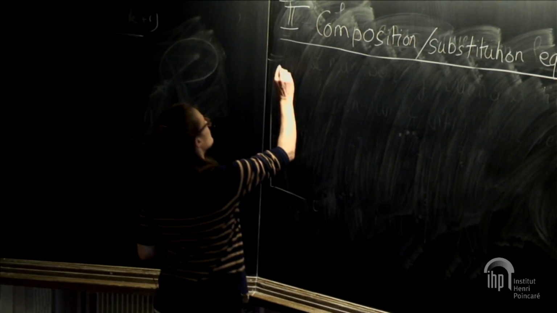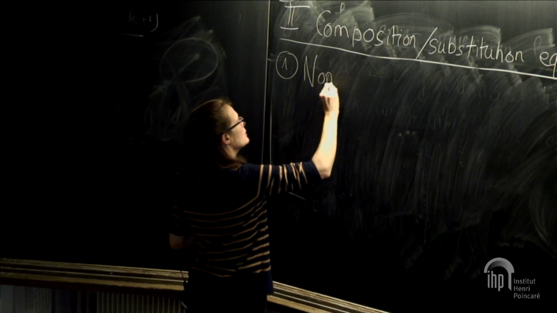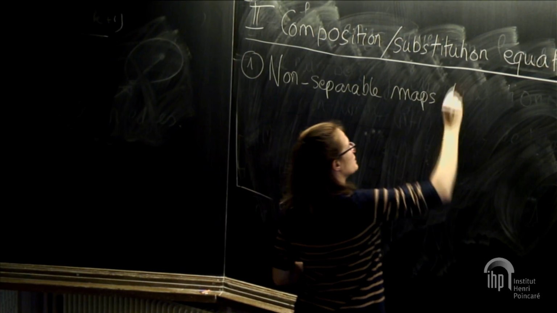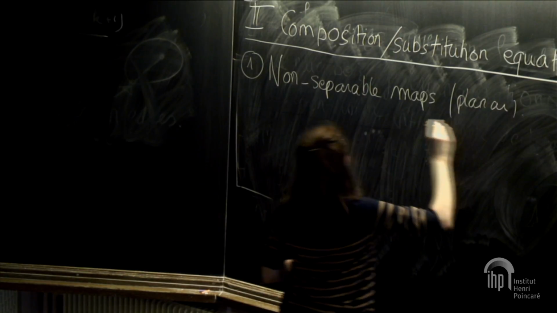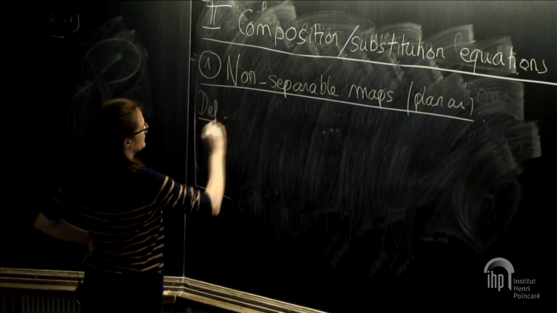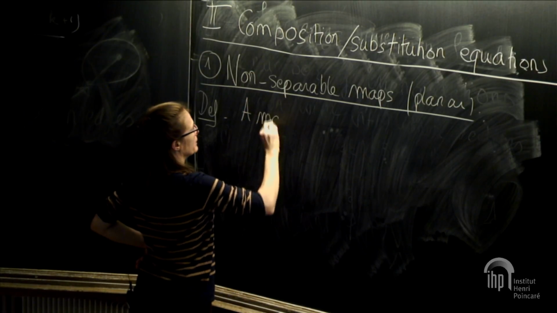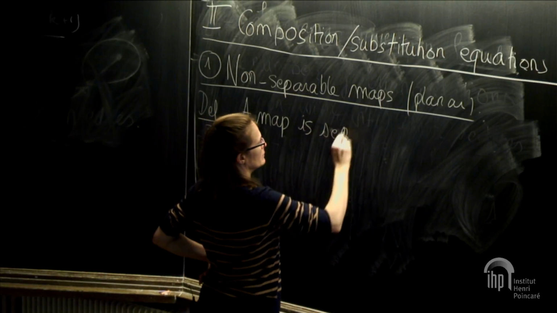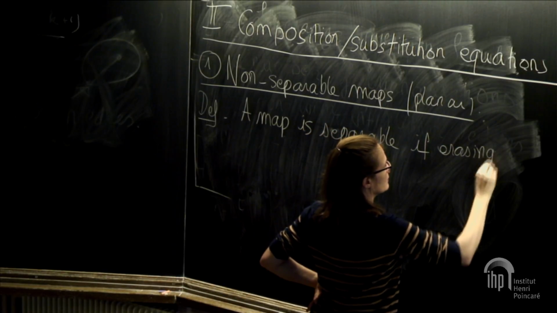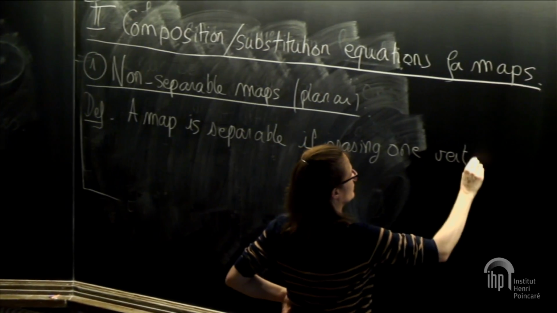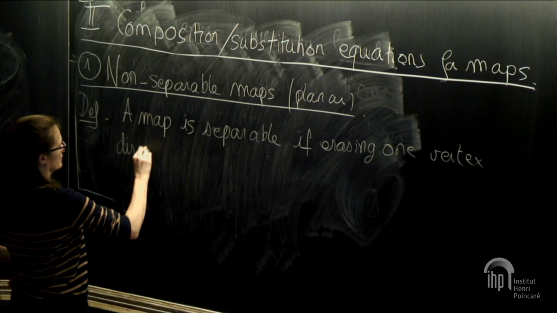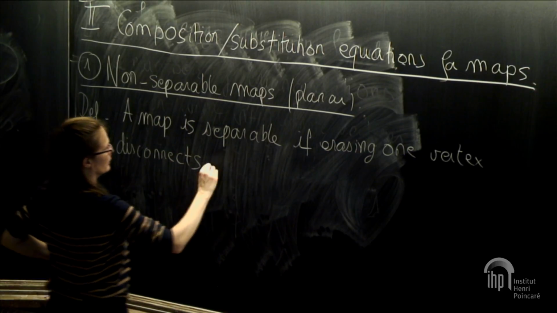So maybe we'll take a first example, which is the case of non-separable maps, always planar. So I should first define what I mean here. We say that a map is separable if there exists one vertex such that erasing it disconnects the map.